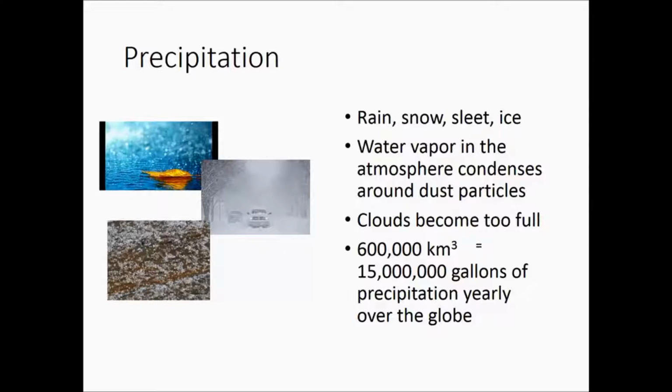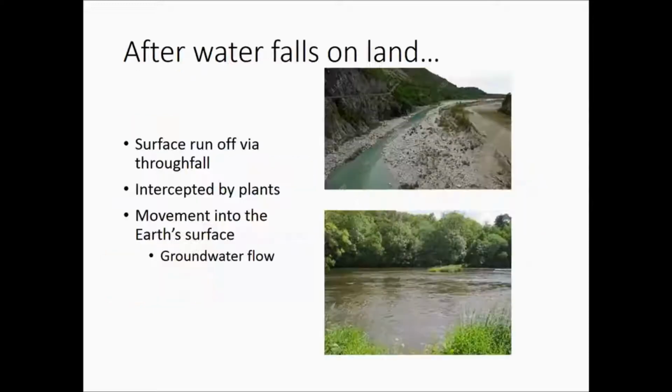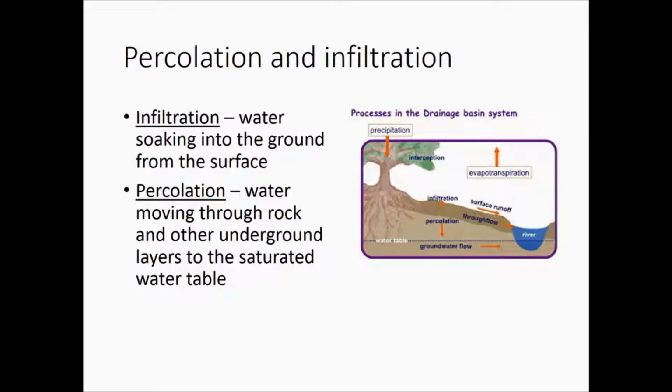Around the globe, yearly, around 15 million gallons of precipitation fall. So after water falls from the clouds, it hits the land or becomes surface runoff via throughfall, where it's intercepted by plants. And it can also move into the Earth's surface and become groundwater flow. There are several different types of groundwater flow, but two important ones are percolation and infiltration.